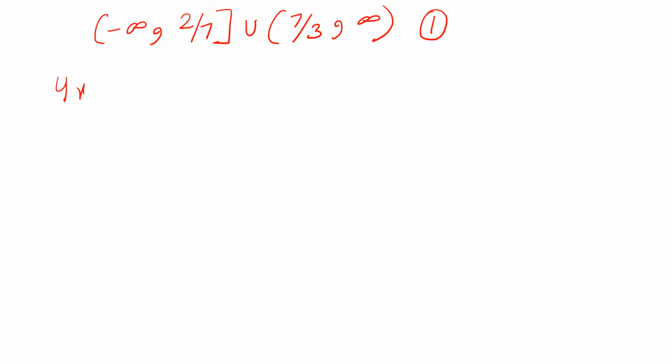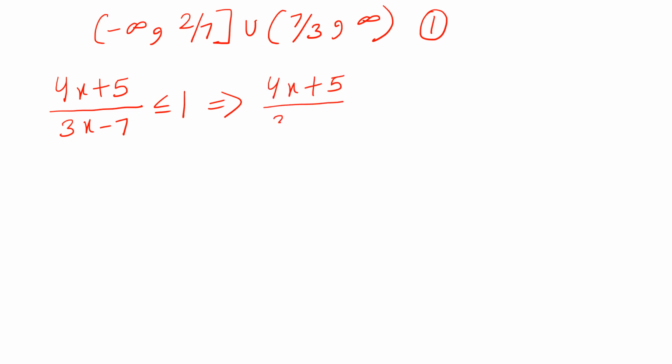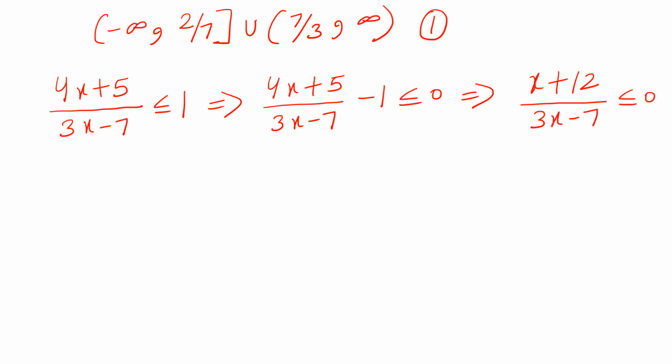Now we will solve the second inequality, that is (4x plus 5) whole divided upon (3x minus 7) less than or equal to 1. Now this implies (4x plus 5) whole divided upon (3x minus 7) minus 1 less than or equal to 0. This further implies (x plus 12) whole divided upon (3x minus 7) less than or equal to 0.